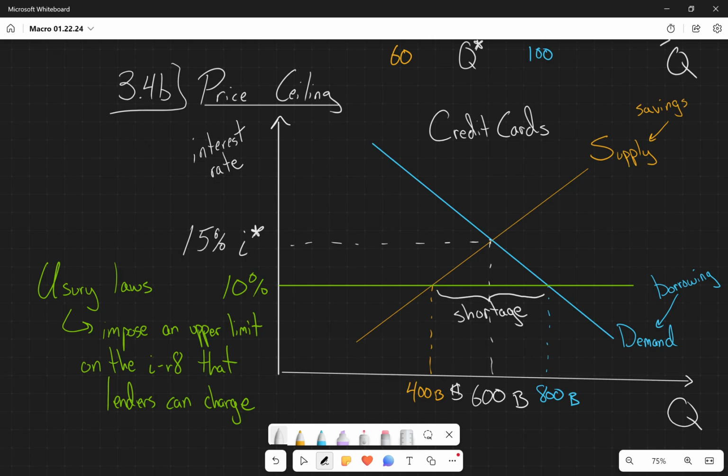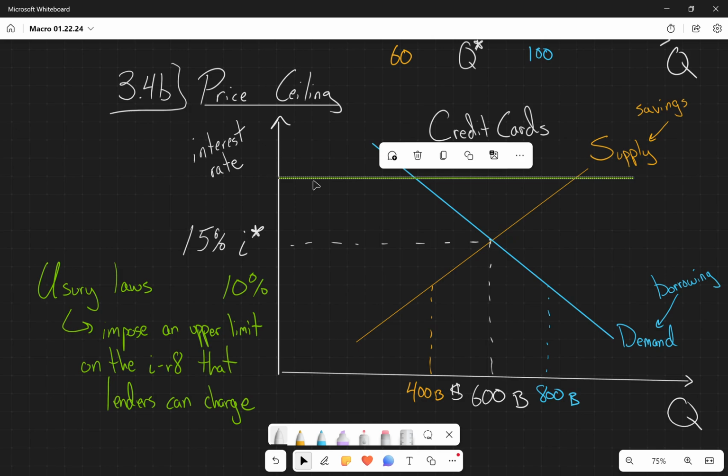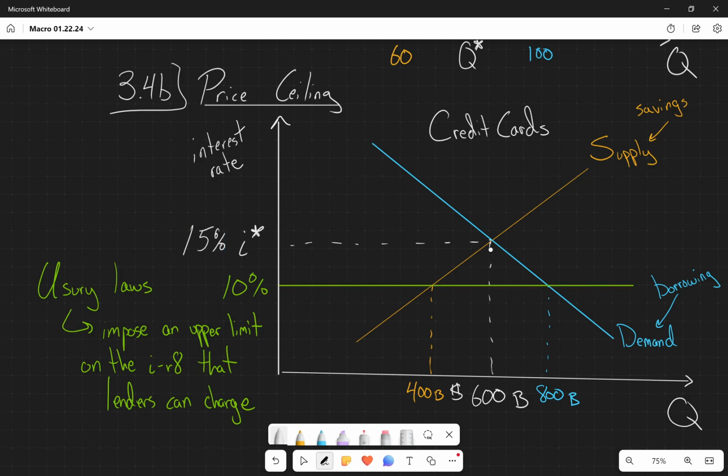And again, just like we did when we were talking about price floors, what if this 10% was actually 20%? So what if the government said the upper limit that you can charge for interest is 20% when this is the market condition and the equilibrium interest is 15%? Nothing's going to happen. So in order for a price ceiling to have an effect, it has to be below the equilibrium.